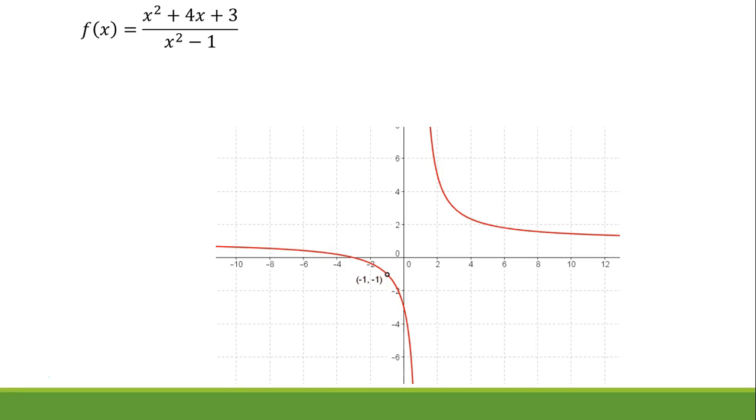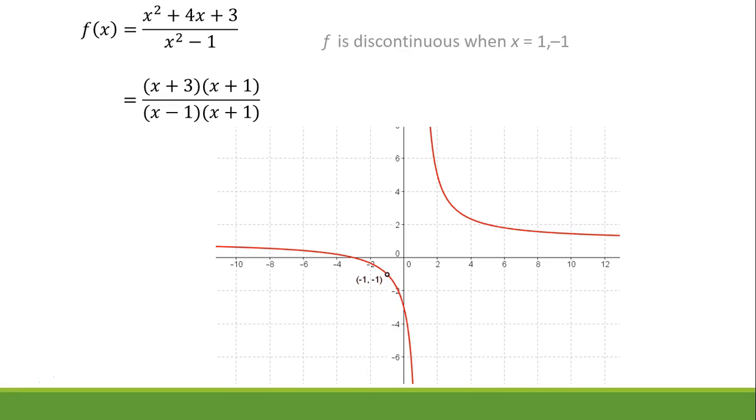So let's look at this rational function and think for a little bit about what's going on in the graph of the rational function and how the function itself determines the shape of the graph. To determine what kind of discontinuities we have in this graph, we're going to factor the numerator and denominator, but we'll focus on the denominator to determine where our function is discontinuous. Remember, any value of x that makes the denominator equal to 0 represents a discontinuity in the graph. So in this case, we have 2 points where our graph is discontinuous, +1 and -1.